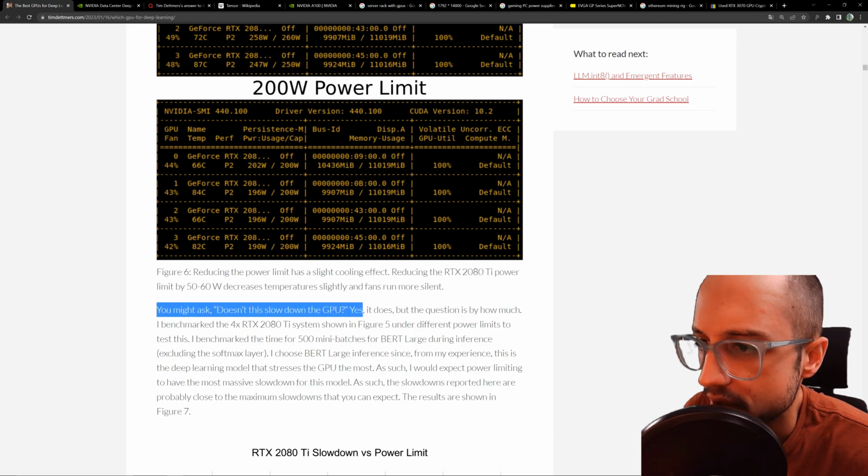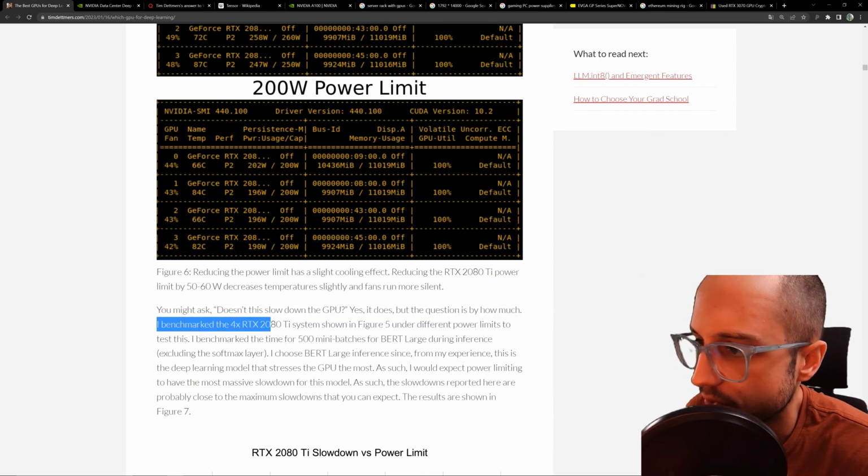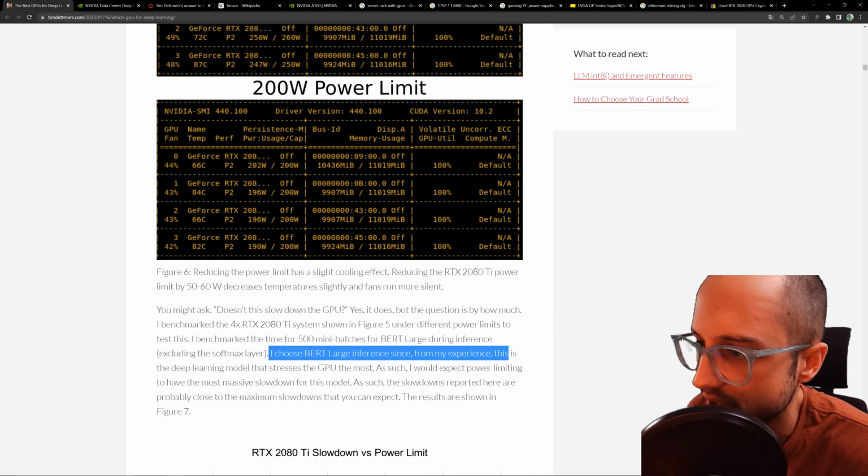You might ask, doesn't this slow down the GPU? Yes, but the question is by how much? I benchmark a 4X 2080 Ti under different power limits, and I benchmark the time for 500. I chose BERT large inference since from my experience, this is the deep learning model that stresses the GPU most.